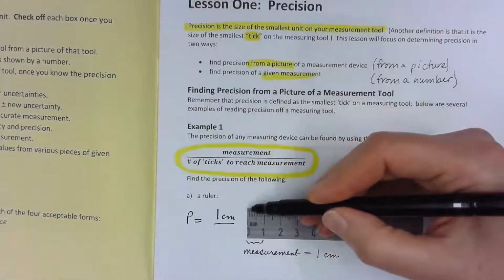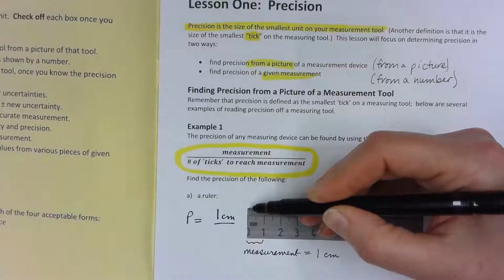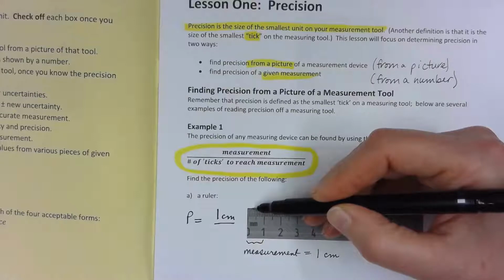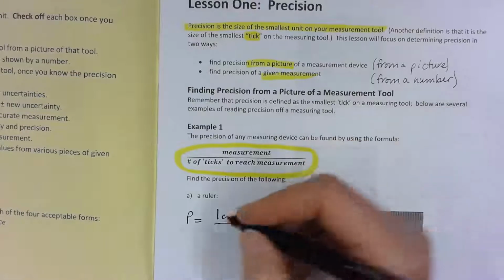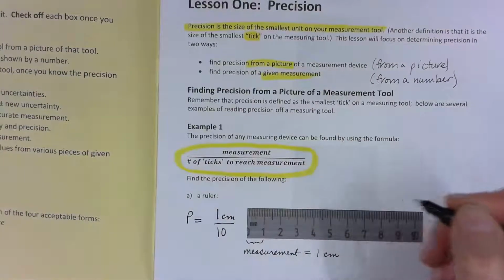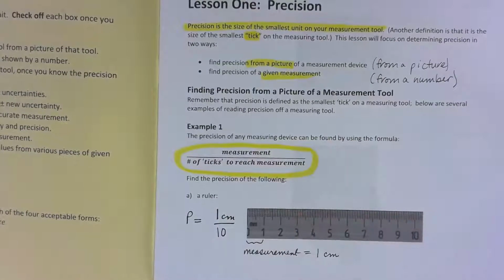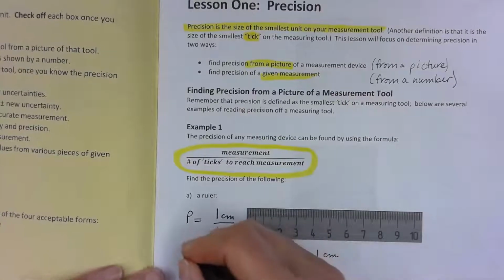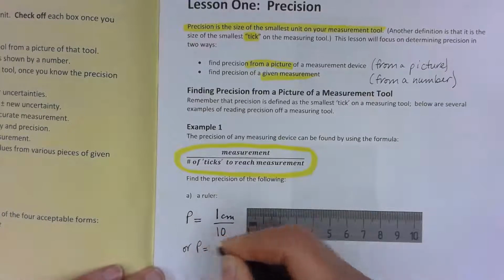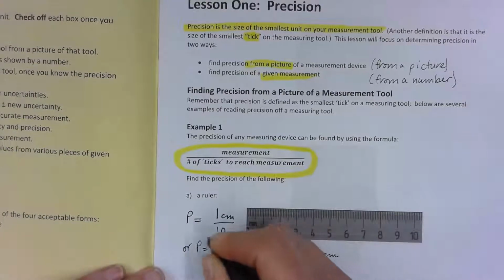So let's see, this is my starting point. I put my pen on my starting point and I count. When I get to the first tick is 1, 2, 3, 4, 5, 6, 7, 8, 9, 10. 1 divided by 10. You could do your division: 1 divided by 10, so precision equals 0.1 centimeters.